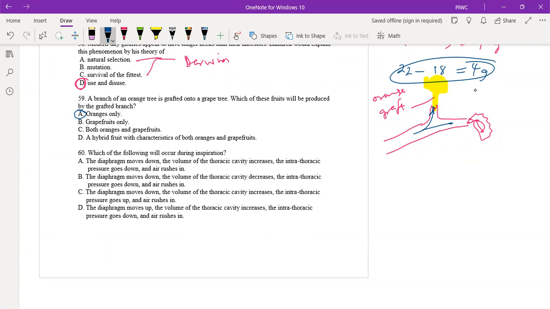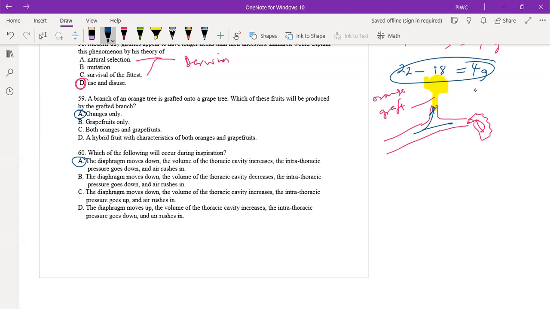So here, the answer is A. The diaphragm moves down, the volume of the thoracic cavity increases, the intrathoracic pressure goes down and air rushes in. So that's Boyle's law being applied here.